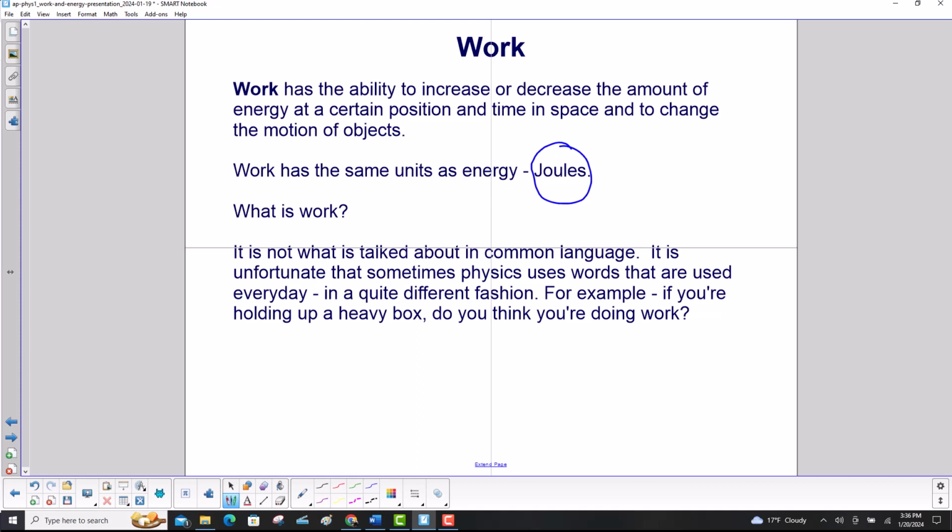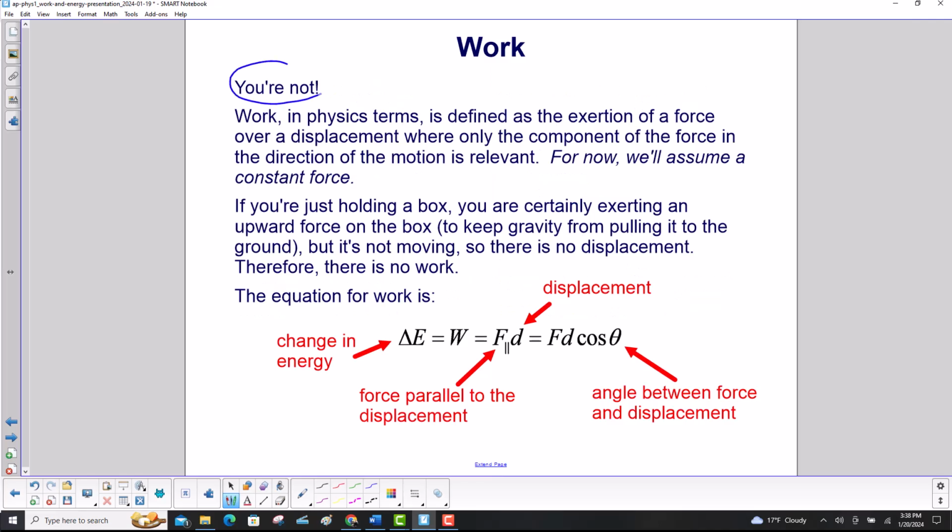It is unfortunate that sometimes physics uses words that are used every day in a quite different fashion. For example, if you're holding up a heavy box, do you think you're doing work? You're not. Work, in physics terms, is defined as the exertion of a force over a displacement where only the component of the force in the direction of the motion is relevant. For now, we'll assume a constant force. If you're just holding a box, you are certainly exerting an upward force on the box to keep gravity from pulling it to the ground, but it's not moving, so there is no displacement, therefore there is no work.